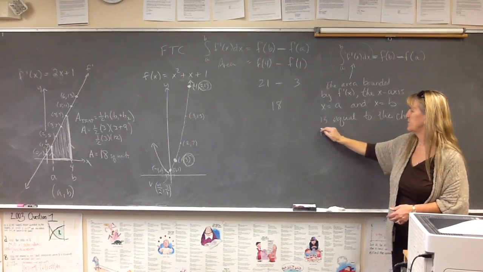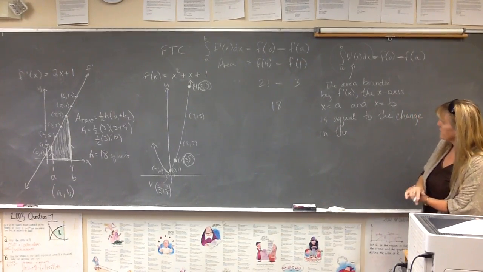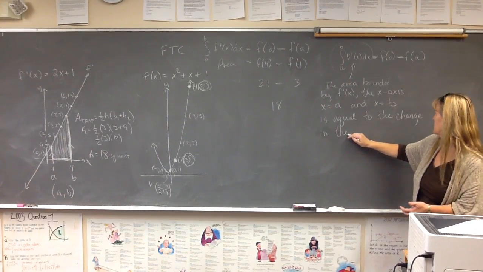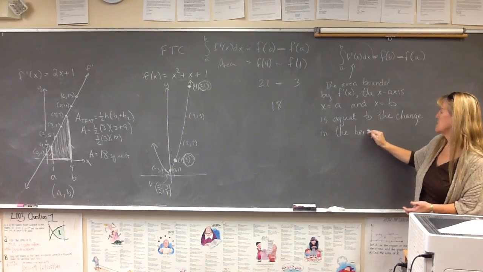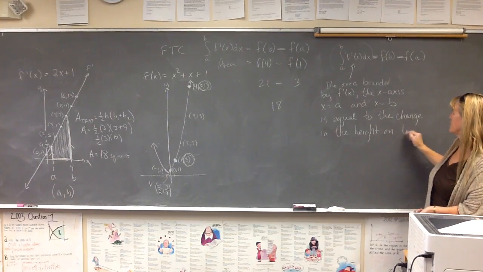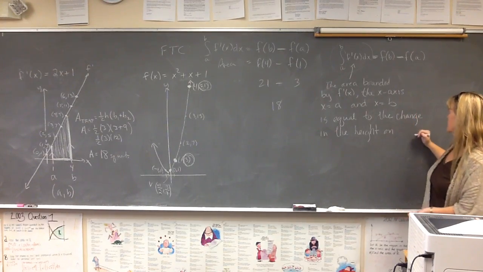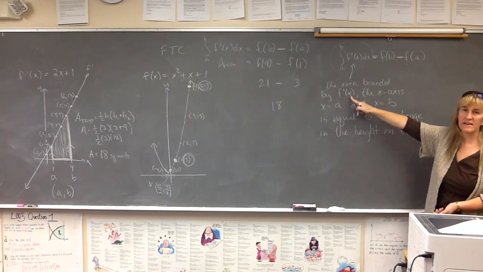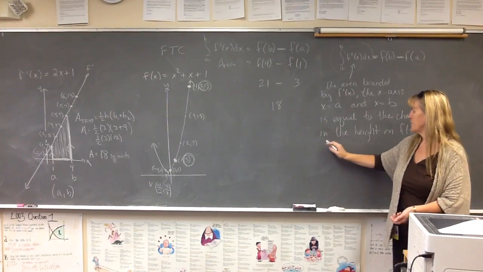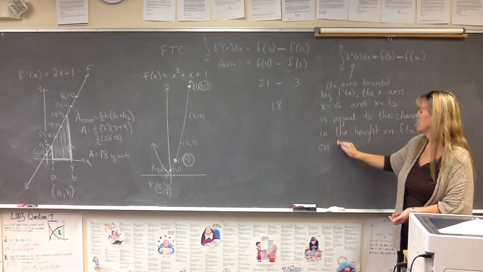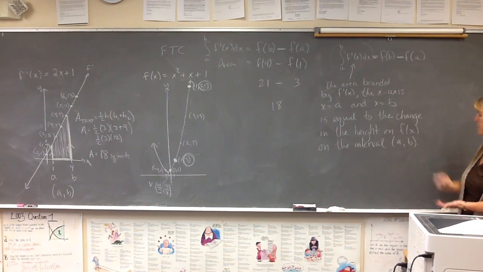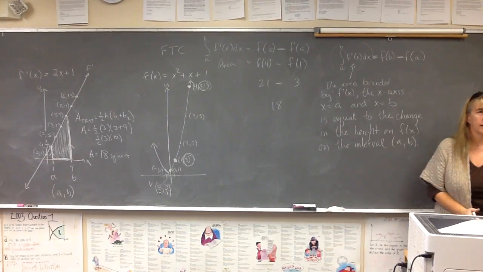I'm going to put that phrase together. The change in the y-coordinates, or the heights, the change in height on the original function. I can just say f of x because I've already said that's f prime of x. Okay? So it's the change in the height on f of x on the interval from a to b. You can word this a ton of different ways, but that's what's going on.